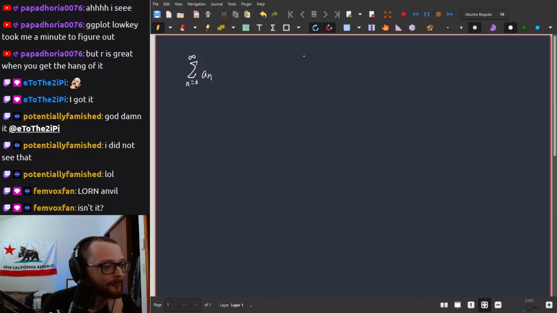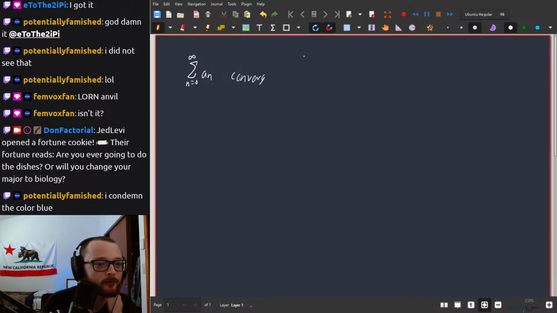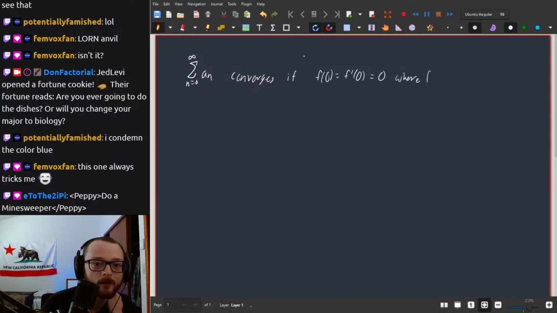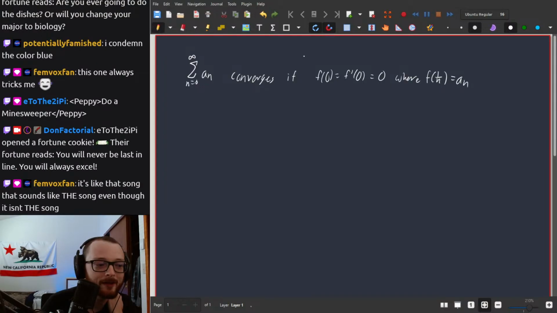Okay, so Papadoria says the infinite sum converges if f of 0 is equal to f prime of 0 is equal to 0, where f of 1 over n is equal to a sub n. What the heck is this saying?